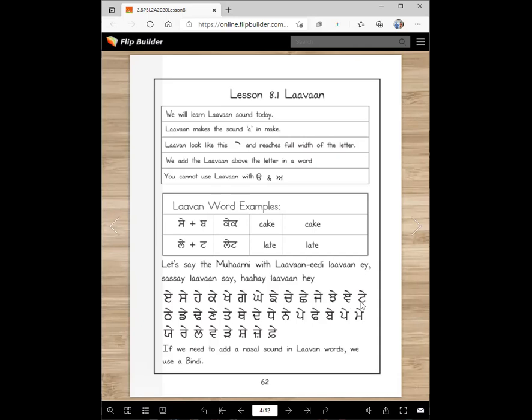Tenke lama, te. Thathe lama, te. Good job. Dadde lama, de. Nane lama, ne. Good job. Tate lama, te. Dade lama, de. This is an English word and Punjabi word, right? Tade lama, te. Nane lama, ne.